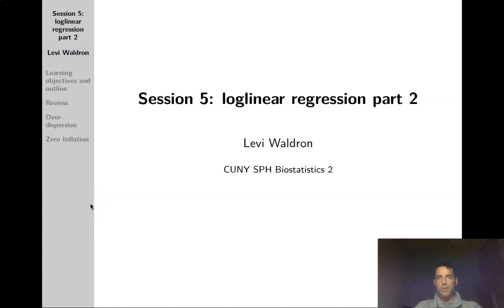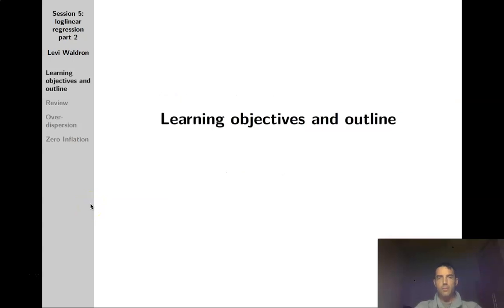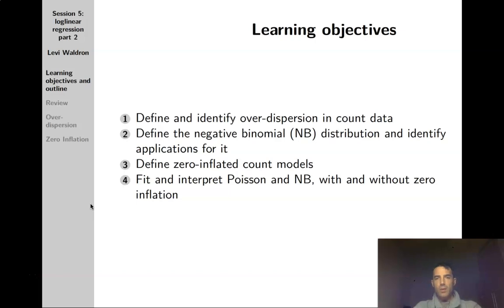This is our follow-up session on log-linear regression. Today I'm going to introduce over-dispersion in count data, instances where the Poisson model does not fit well, and introduce the negative binomial distribution for these applications. I'll introduce zero-inflated count models, and then we'll go through some fitting and interpretation of Poisson and negative binomial with and without zero inflation.